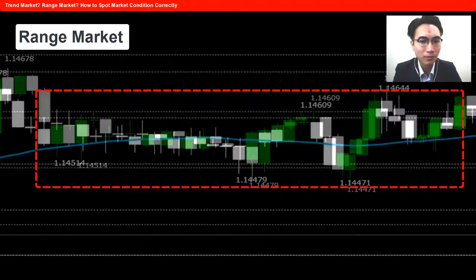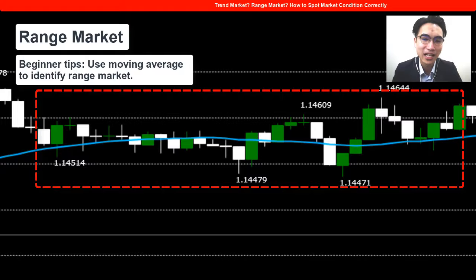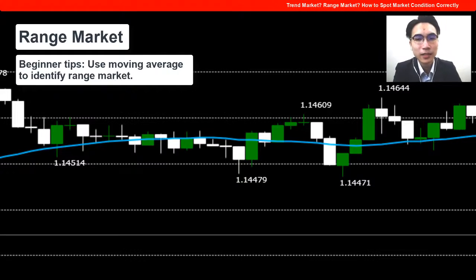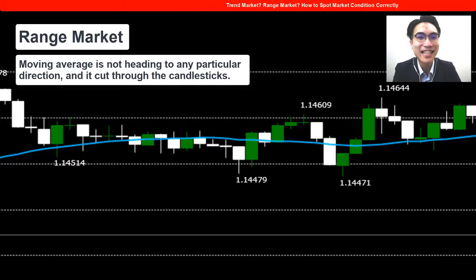A range market is a bit tricky to identify if you're only looking at the candlestick. That's why I always suggest you use the help of the moving average. So this is how it looks after we insert the moving average into the chart. We can see that the moving average cuts through the candlestick, and there's no direction. The moving average is not heading in any particular direction, so we can say that the market is in a range market.